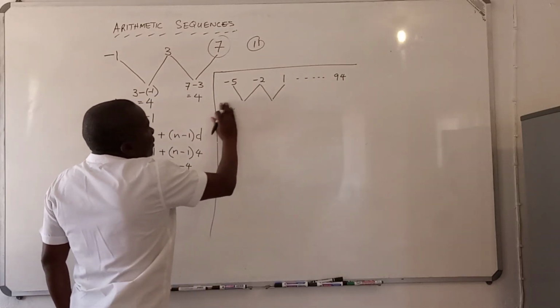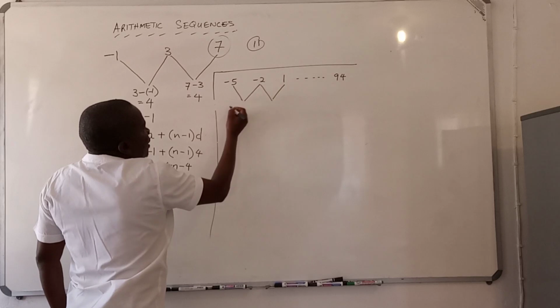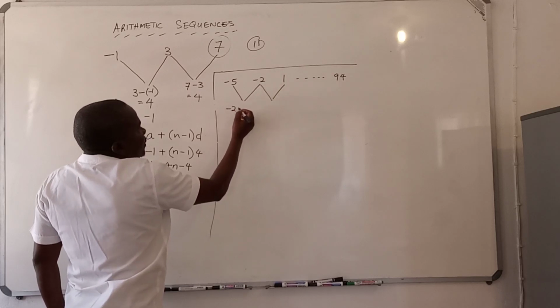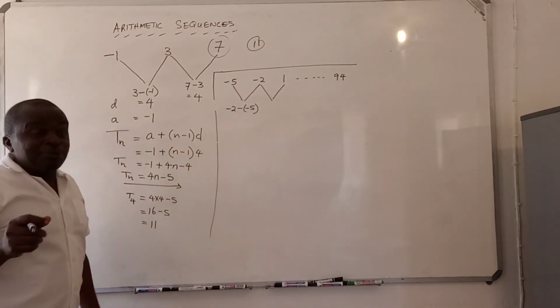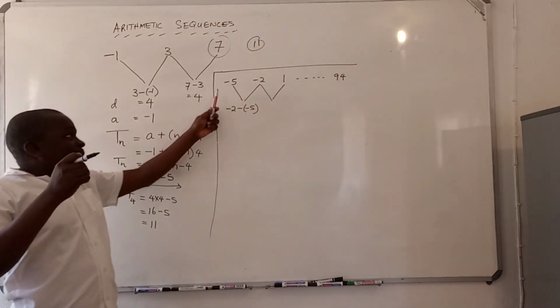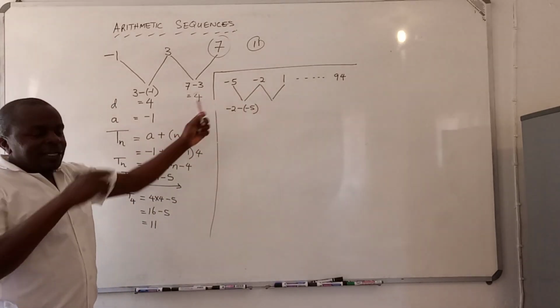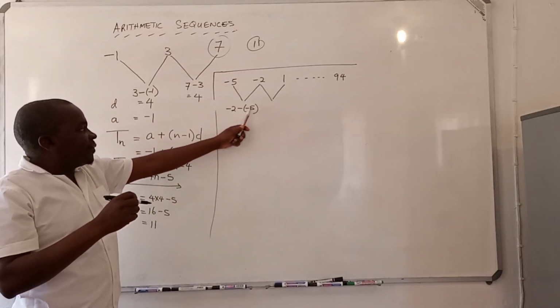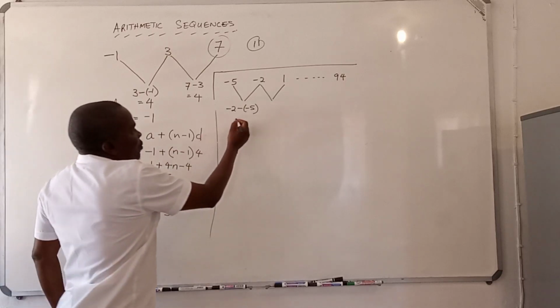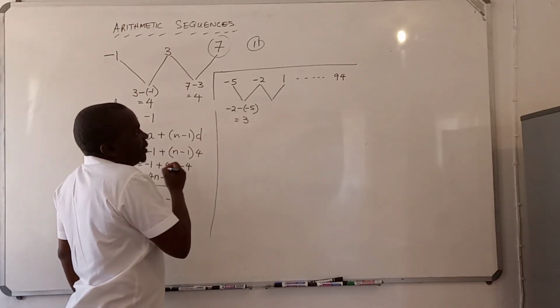Sorry, I made a mistake there. It's supposed to be -2 minus 5. Please don't make this mistake. It is always that term minus the previous one. I did it the other way around. So it's negative, which is positive, 5 minus 2. So our common difference is 3.